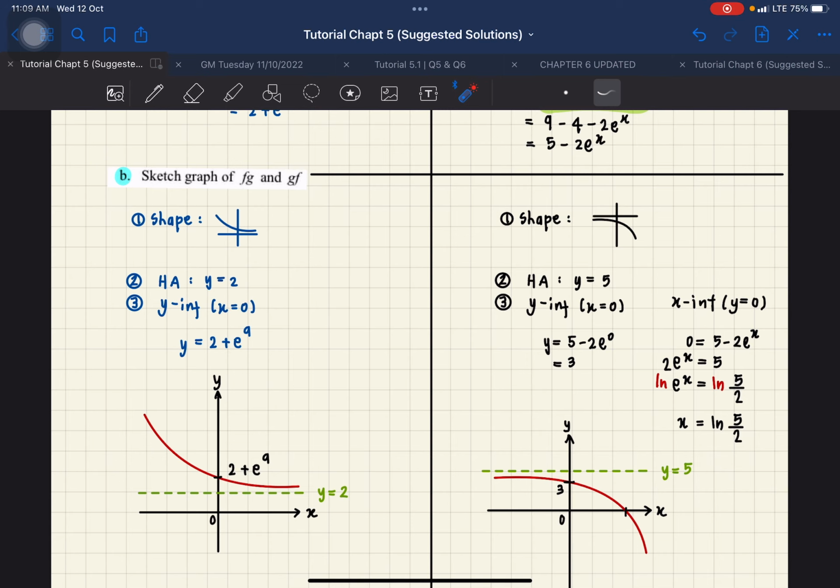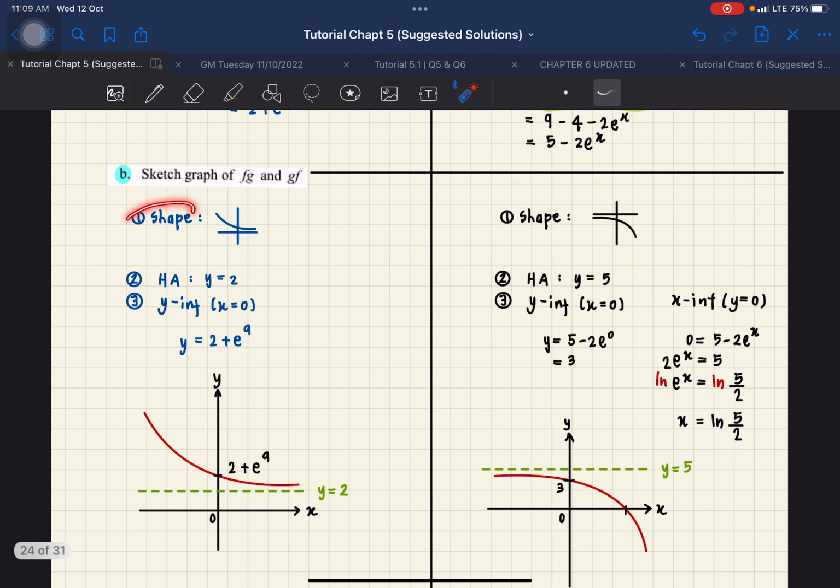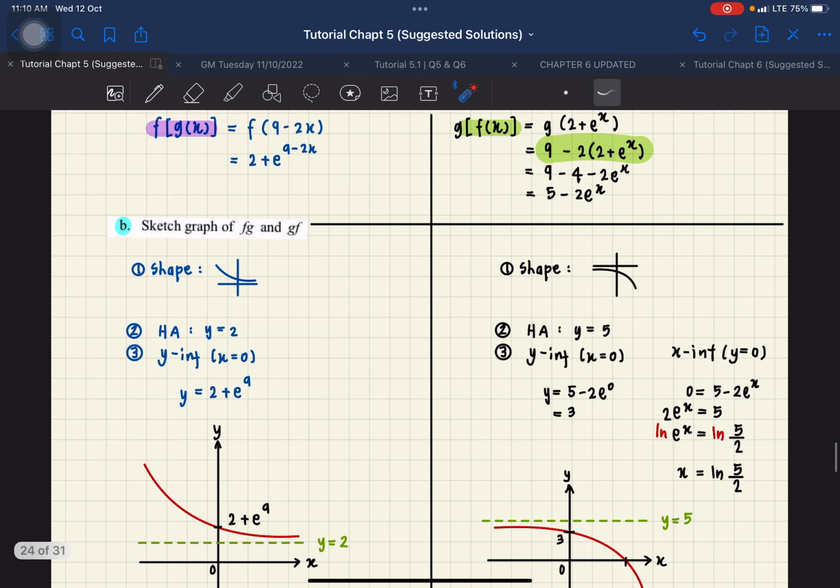Okay, so just follow the steps. So the first step is shape. So you need to know the shape, macam mana nak tahu shape dia. So tengok dekat sini. So X kita negatif, Y kita positif. So X negatif, Y positif dekat kuadran pertama. Okay, so itu dia punya shape.